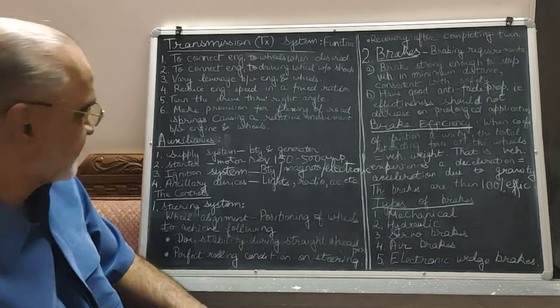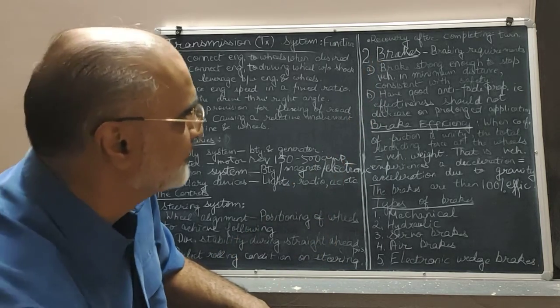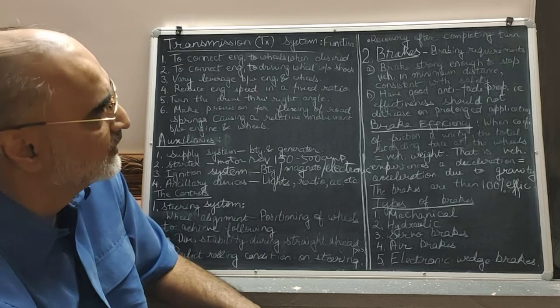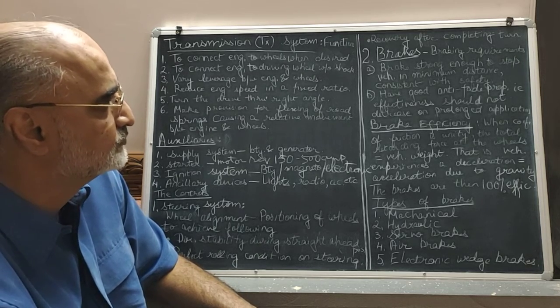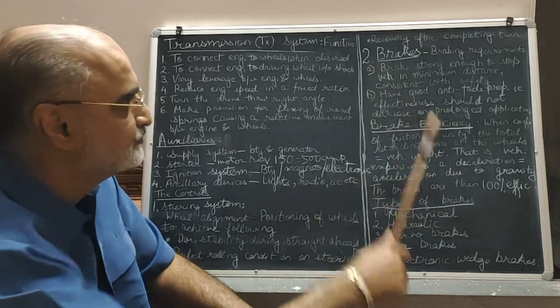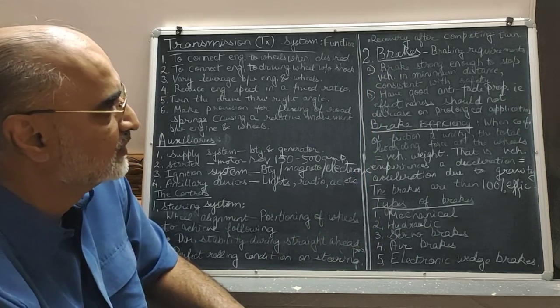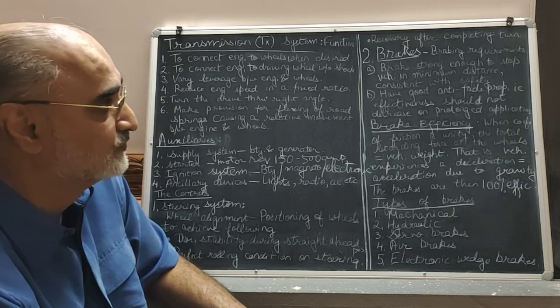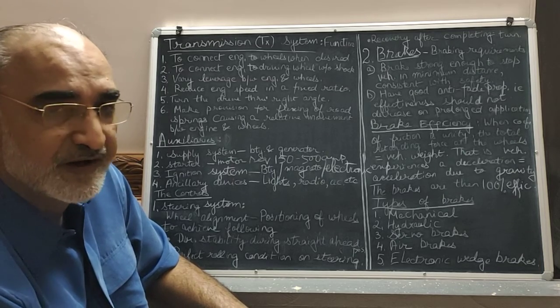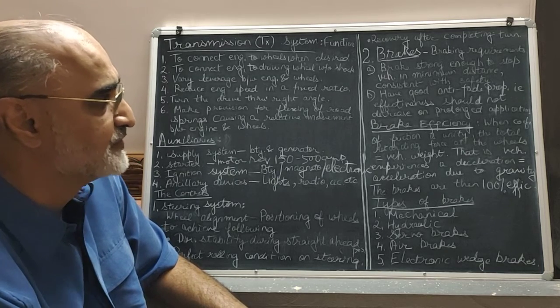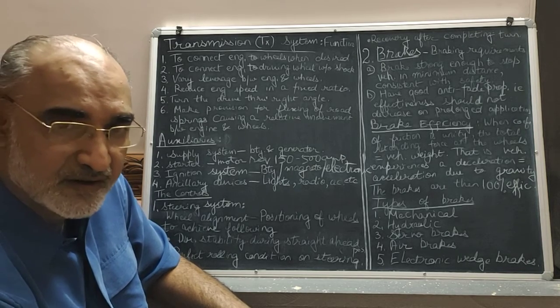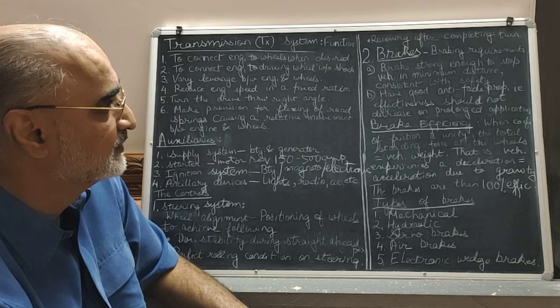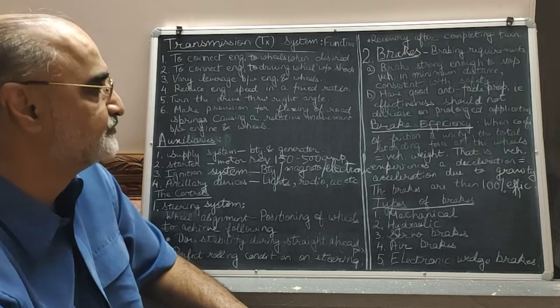The brakes, the second type of controls, is the brakes. The requirements of braking are, firstly, the brake should be strong enough to stop the vehicle in minimum distance, keeping in mind the safety of the vehicle. Minimum distance.